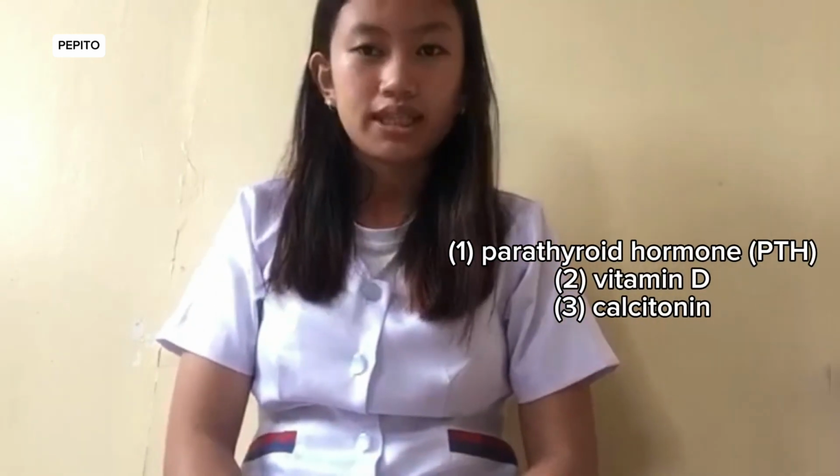Increased extracellular calcium concentration makes cell membranes less permeable to sodium, thus making them less electrically excitable. Increased extracellular concentration of calcium inhibits action potentials in nerves and muscles, resulting in reduced excitability and either muscle weakness or paralysis. There are three major hormones that regulate blood levels of calcium. First is parathyroid hormone, second is vitamin D, third is calcitonin.